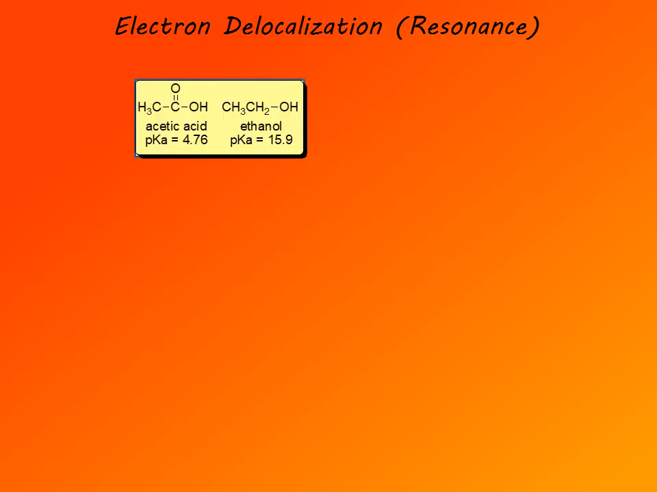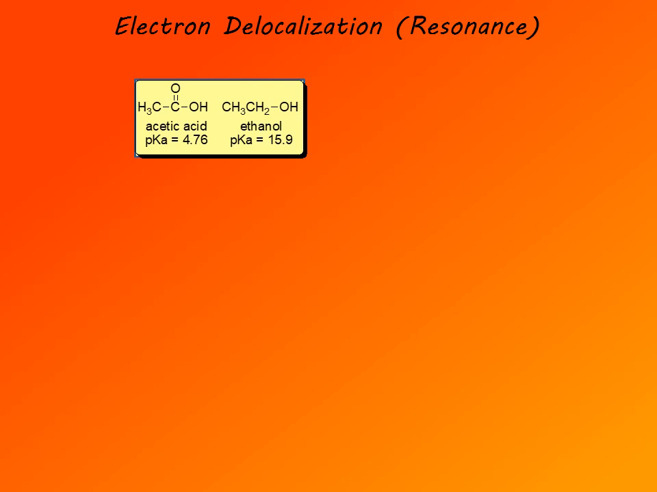Nature is very similar to that of inductive effect. The difference is, of course, that inductive effect operates through sigma bonds, while resonance effect operates through pi bonds. And we can see how this effect operates on example of acetic acid. Acetic acid has pKa of 4.76, while ethanol, apparently structurally similar compound, has pKa of 15.9.